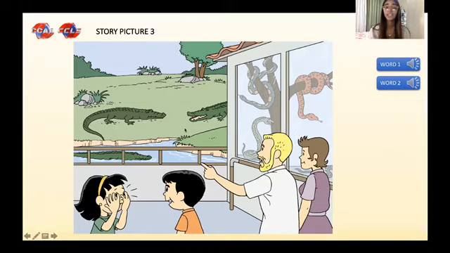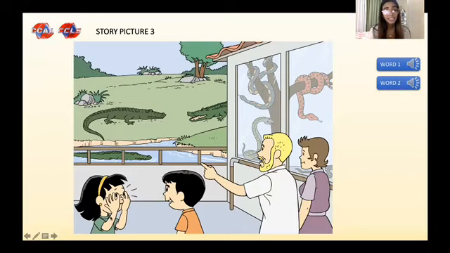How do we say jacaré in English? Let's listen. Pay attention. Alligator. Oh, it's an alligator, this green animal here. And this one, how do we say cobra in English? Let's listen. Snake. Oh, so this one here, it's a snake.